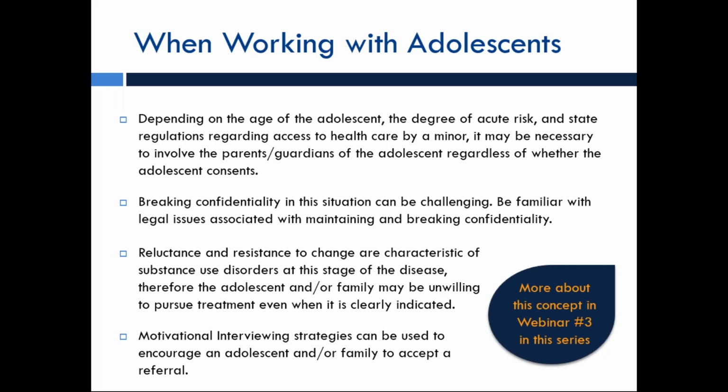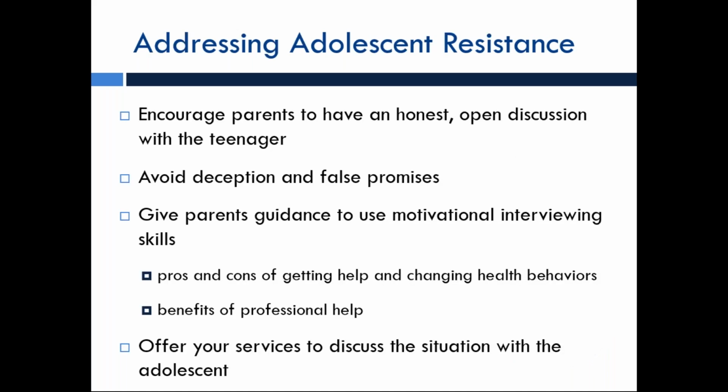But now let's review 4 keys when dealing with possible resistance to a recommendation for a referral for treatment. First, encourage parents to have an honest, open discussion with a teenager. Second, it's important to avoid deception and any false promises. A third key when working with parents is to guide him or her to use motivational interviewing skills, the kind of skills that hopefully you've been using with the teenager. Keep in mind, the parent can have a major influence in getting the adolescent to agree to services.